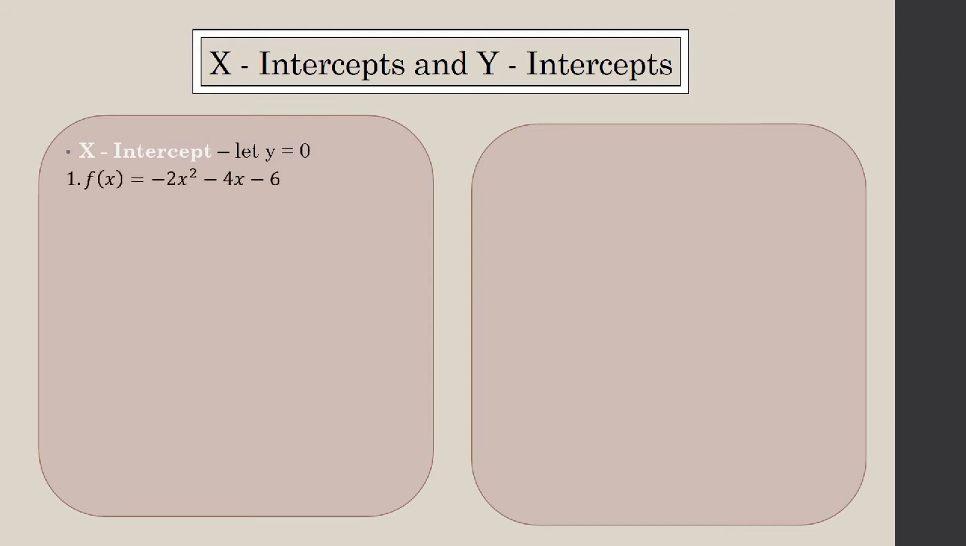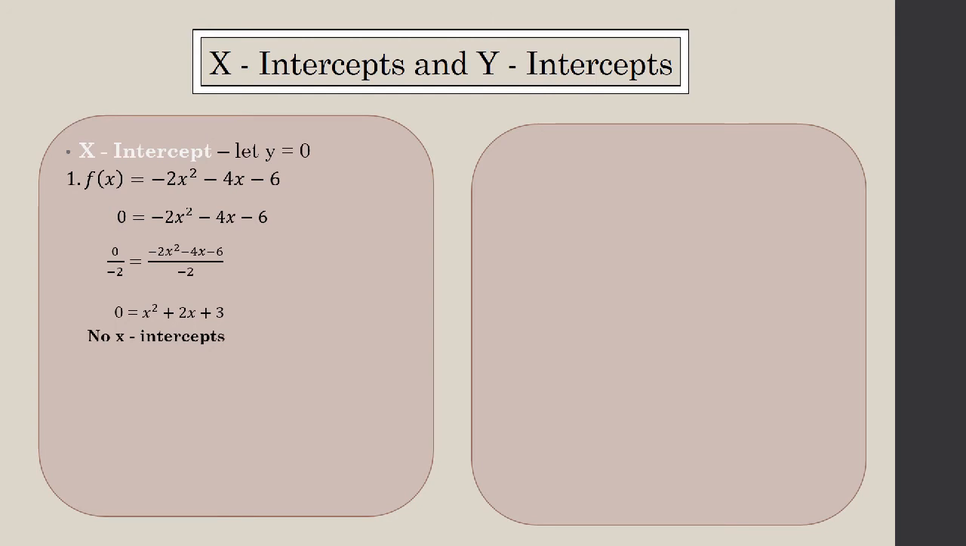For number 1, we have the function negative 2x squared minus 4x minus 6. Substituting y as 0, we have negative 2x squared minus 4x minus 6. Since there is no factor or value of x for this equation, or the discriminant is less than 0, then the function has no x-intercept.